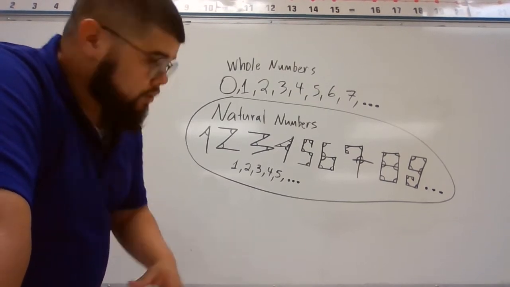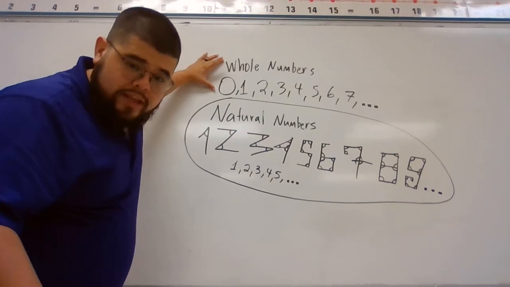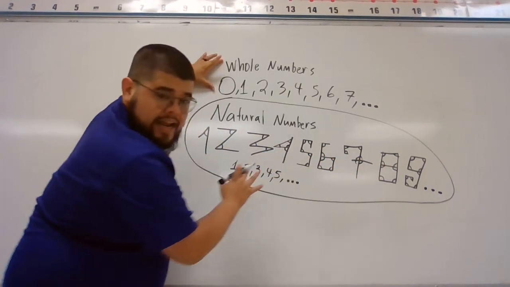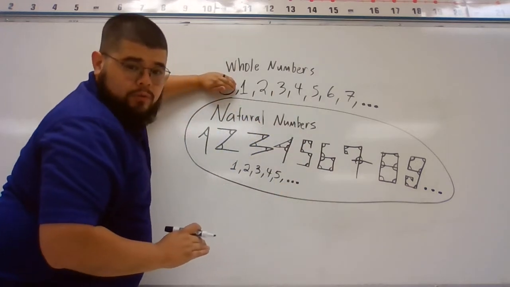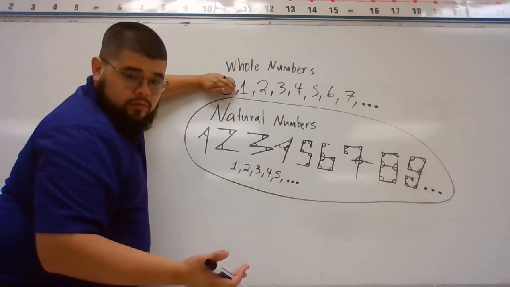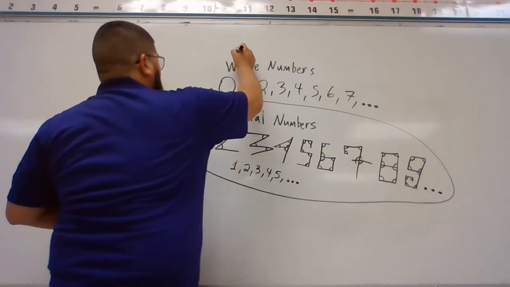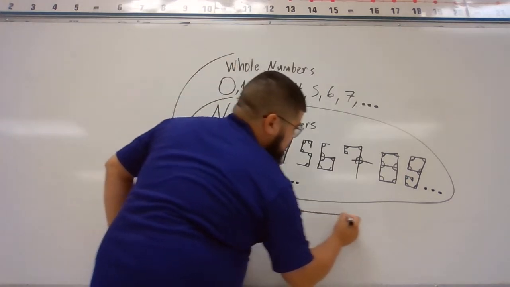And that next set of numbers is the whole numbers. And notice that the natural numbers are inside of the whole numbers. If you covered up the 0, what would you have? You would have the natural numbers. So again, that's why we're going to draw another circle. This is what we're drawing.